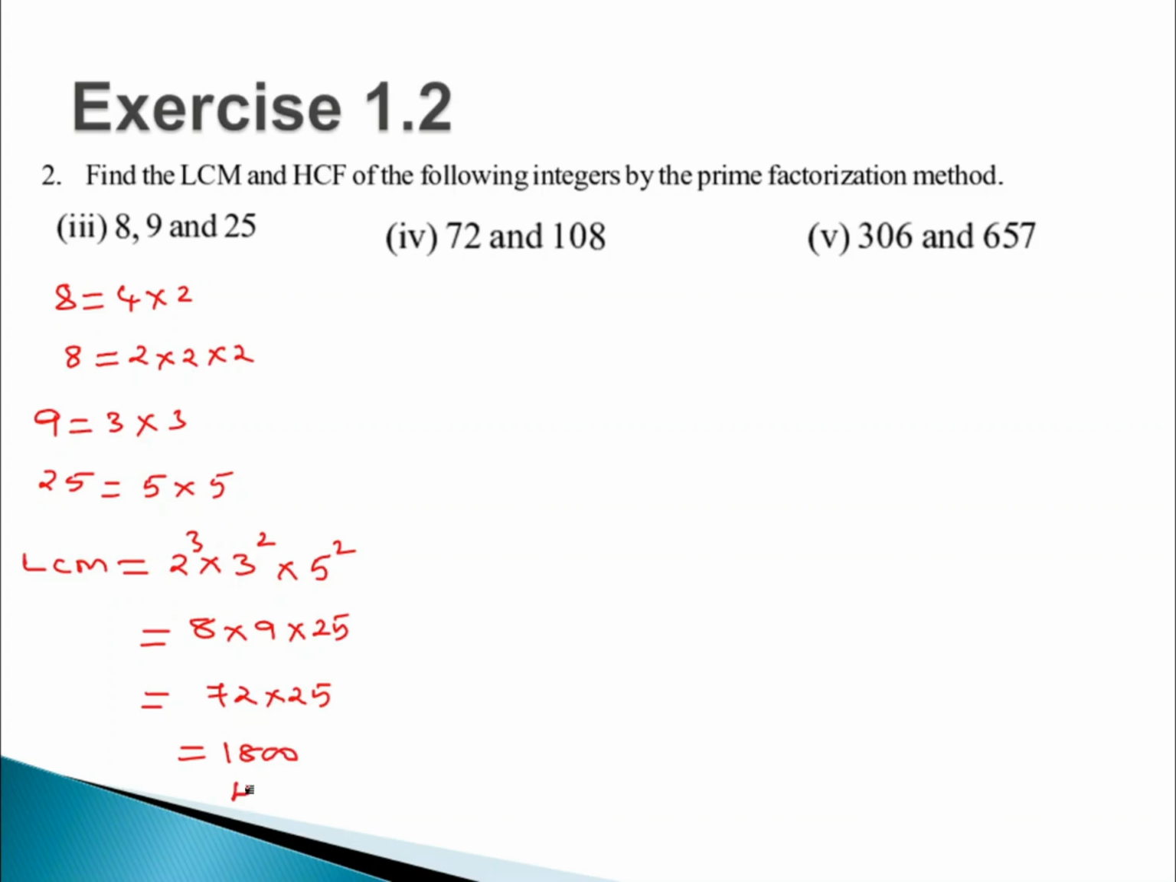And HCF. What would be the HCF? There is no number repeated in these numbers' multiples, right? So the HCF is obviously 1. Okay, 1 is the only one repeated over there.